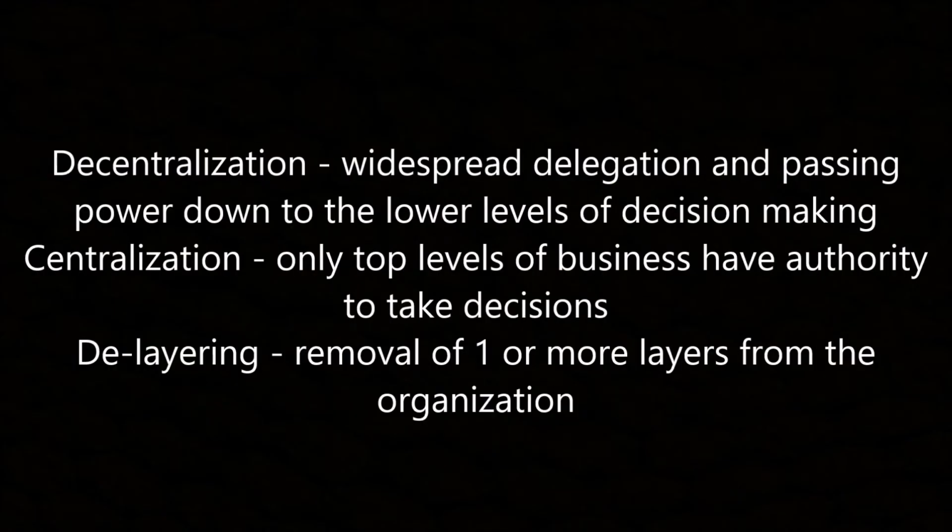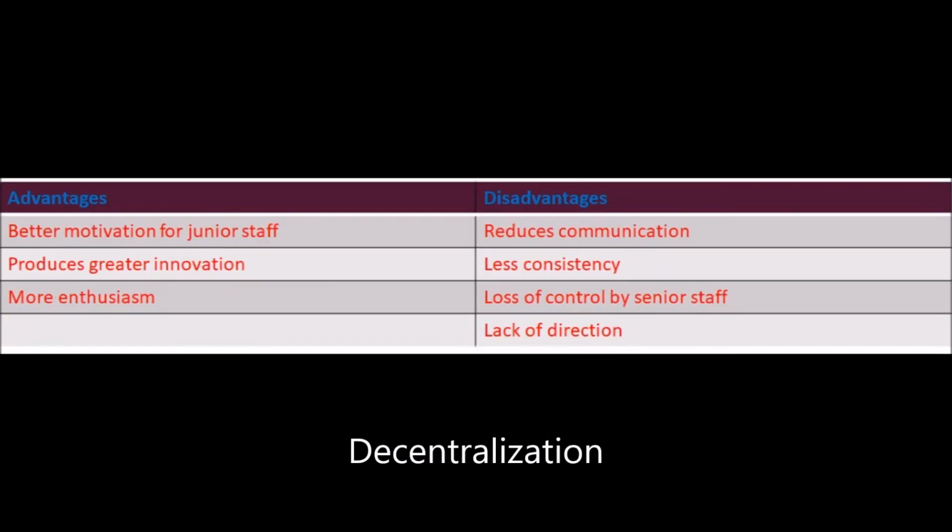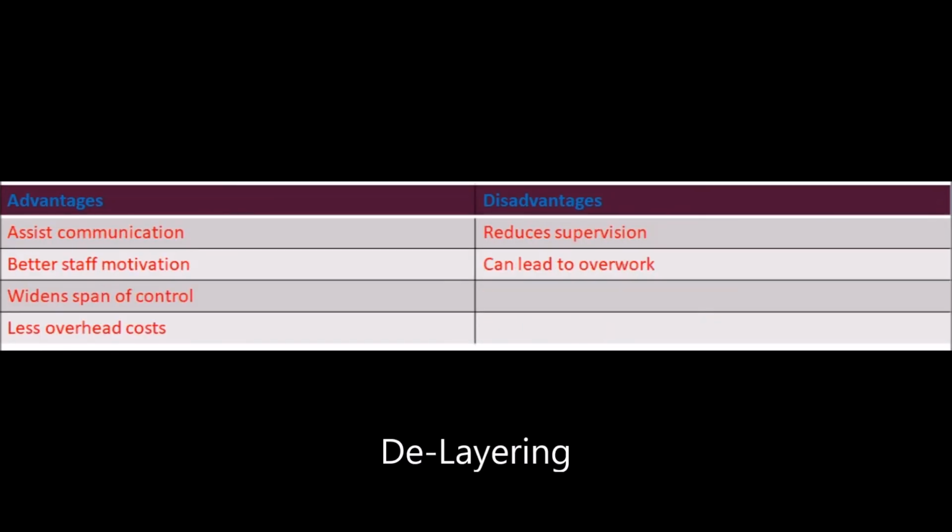Decentralisation is a widespread delegation and passing power down to the lower levels of decision making. Centralisation is when only the top level of the business have the authority to take decisions. Delayering is a removal of one or more layers from the organisation. Here are the advantages and disadvantages of centralisation. Here are the advantages and disadvantages of decentralisation. Here are the advantages and disadvantages of delayering within an organisation.